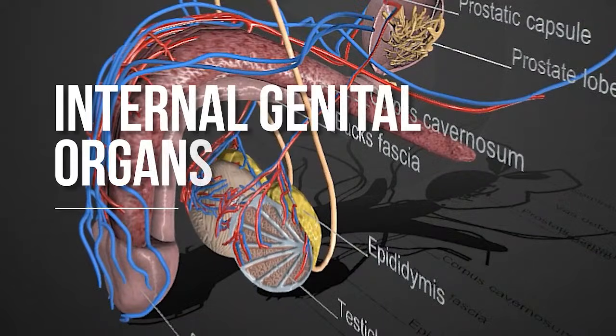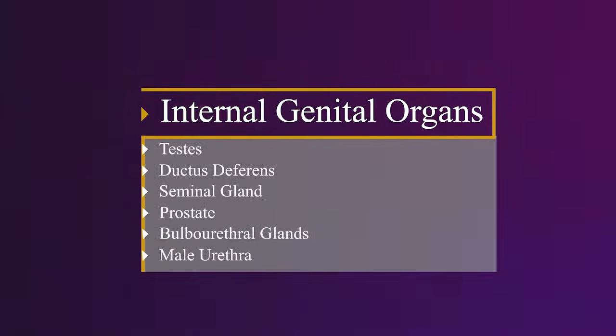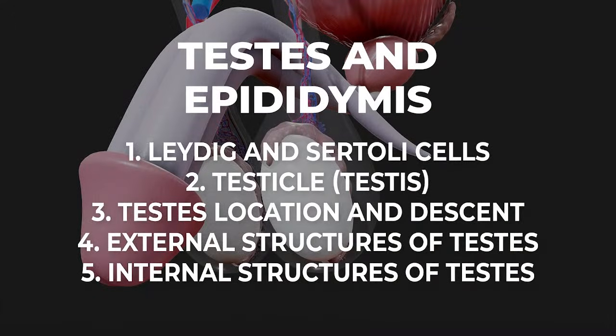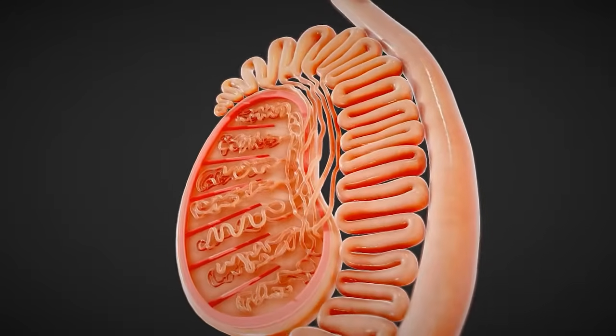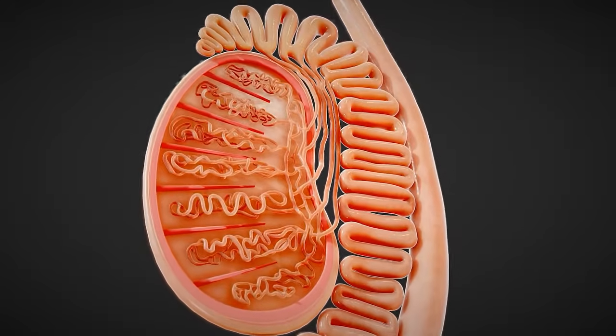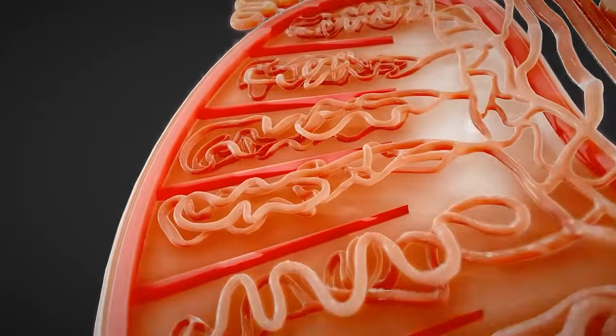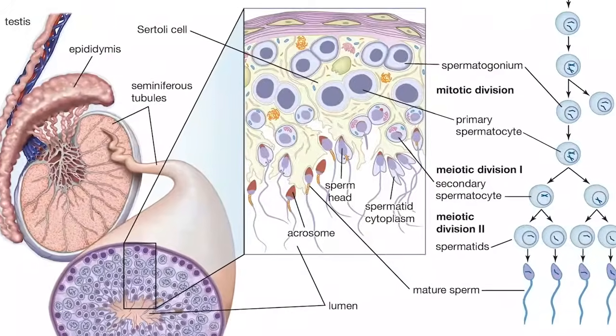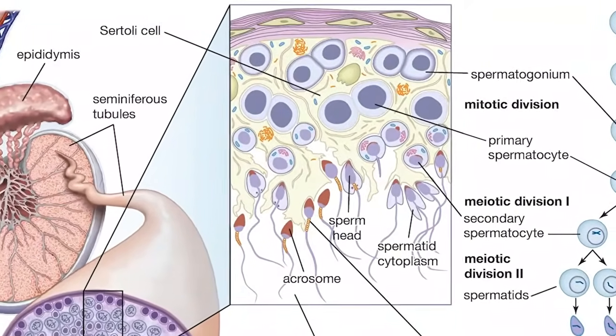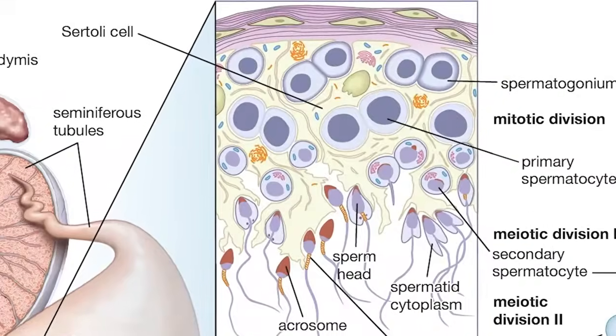Internal genital organs. Internal organs consist of testes, ductus deferens, seminal gland, prostate, bulbourethral glands, and male urethra. Testes and epididymis. Here is a detailed explanation of testes, Leydig and Sertoli cells. Leydig cells, located between seminiferous tubules, are responsible for the production of testosterone, the main male sex hormone. Sertoli cells, on the other hand, are located inside the seminiferous tubules and provide nutrients to developing sperm cells, while also forming the blood-testis barrier to protect sperm from the immune system.